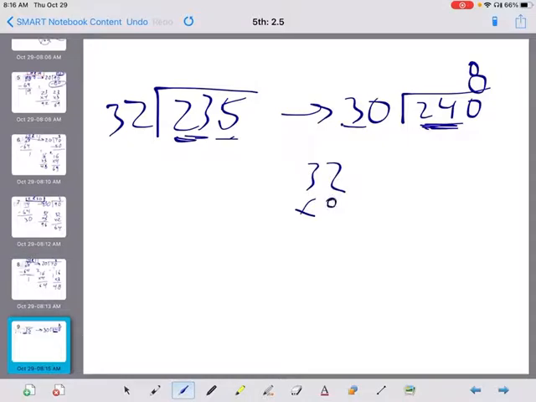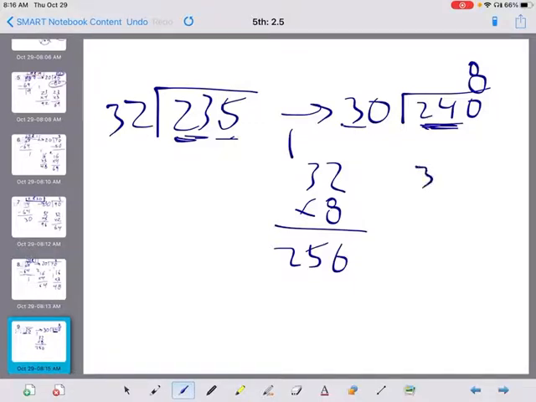32 times 8. See if that works out. 8 times 2 is 16. 8 times 3 is 24. 25. Is that too big or too small? Too big. Too small is what we want. So that's not going to work.